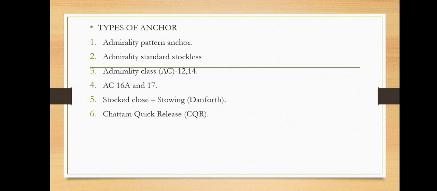Now we have different types of anchor. Naming: first, Admiralty pattern anchor; second, Admiralty standard stockless anchor; third, Admiralty class AC 14 and 12; fourth, AC 16A and 17; fifth, stockless stowing Danforth anchor; and Chatham quick release CQR anchor.